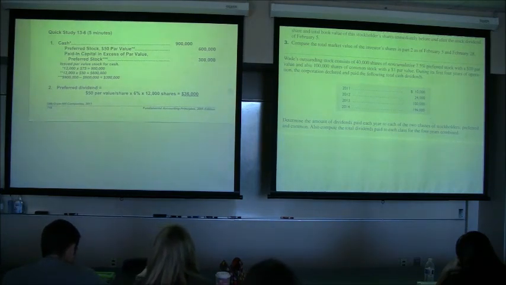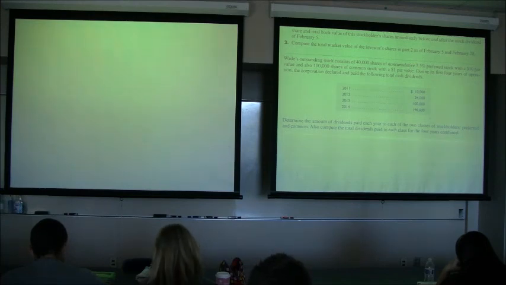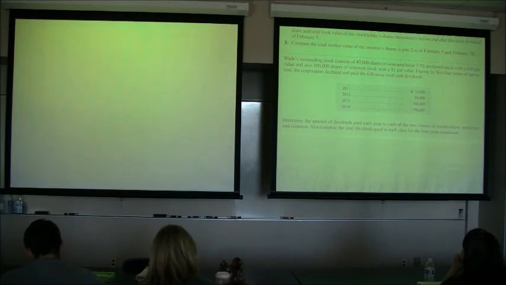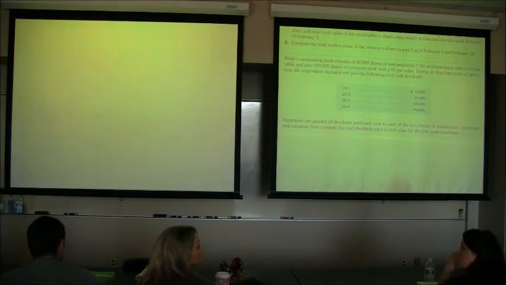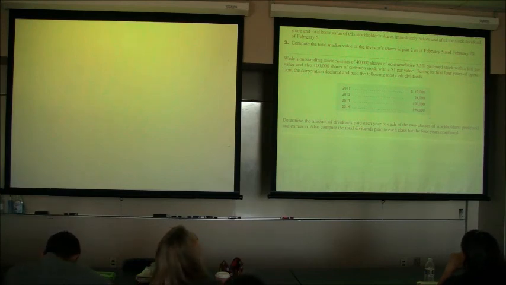Here's the way it works. You know what, actually, this may be the best way of doing it. So what happens here now? The outstanding stock consists of 40,000 shares of non-cumulative 7.5% preferred stock with a $10 par. Also, 100,000 shares of common stock with a $1 par. During the first 4 years of operation, the corporation declared and paid the following total cash dividends.